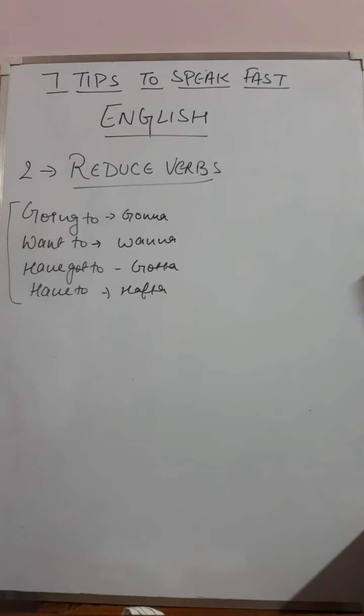Next is want to. I want to do this. I wanna do this. Then I have got to do this. I gotta do this. So yes, there is a difference in sentences, and the last verb is have to.